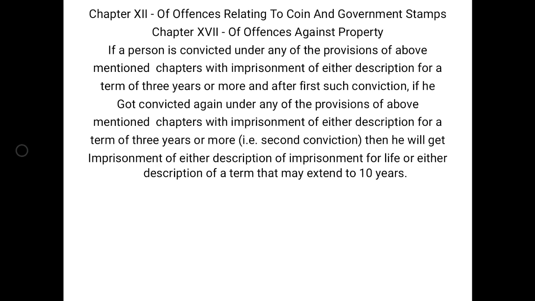Chapter 12 is of offences relating to coin and government stamps. Chapter 17 is of offences against property. If a person is convicted under any of the provisions of the above mentioned chapters with imprisonment of either description for a term of 3 years or more, and after such conviction, if he gets convicted again under the provisions of the above mentioned chapters with imprisonment of either description for a term of 3 years or more, that is second conviction, then he will get imprisonment for life or imprisonment of either description for a term that may extend to 10 years.